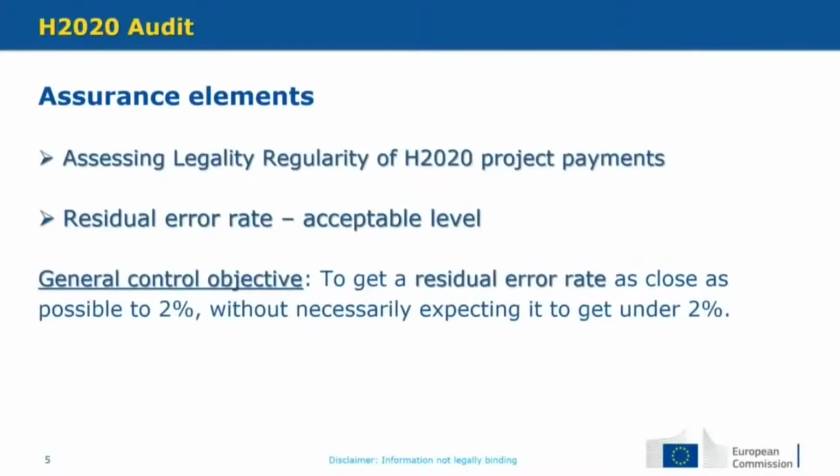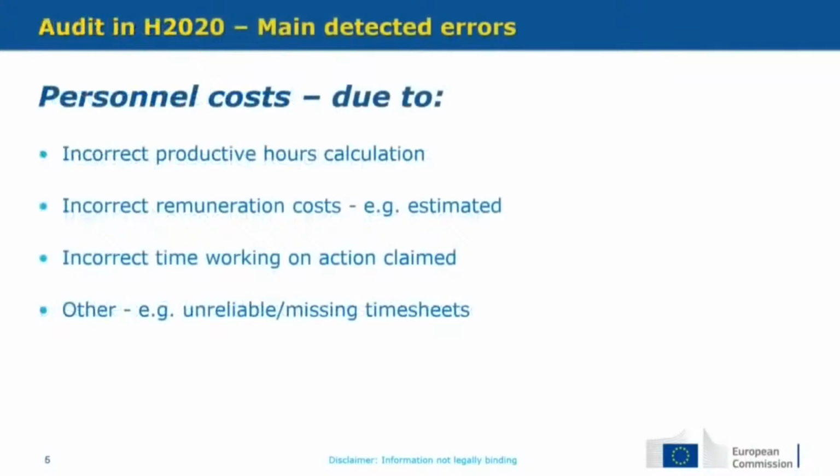The general control objective of the control strategy is to get the residual error rate as close as possible to 2%, without necessarily expecting it to get under 2%, of course. The main detected errors, we'll present to you in the slides, are the main detected errors during the audits that we carried out for Horizon 2020 actions.